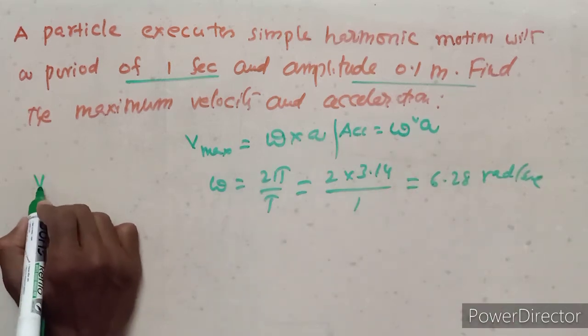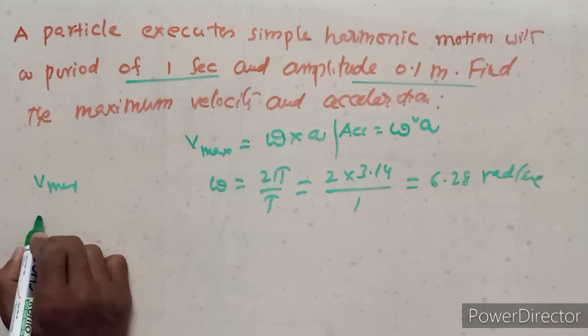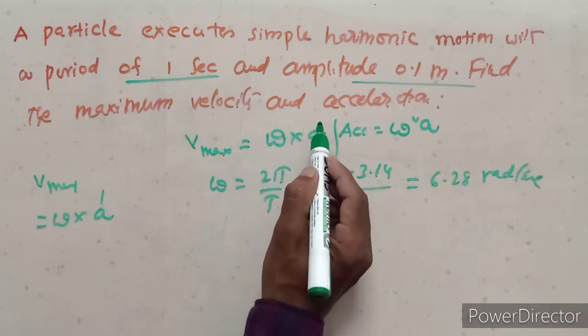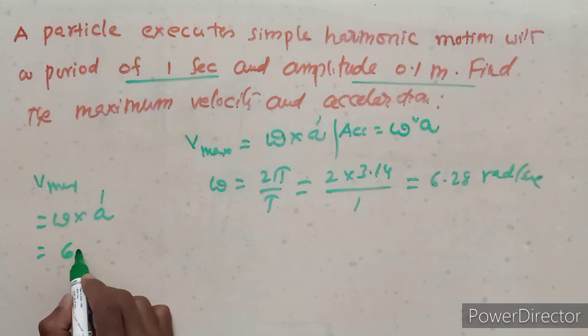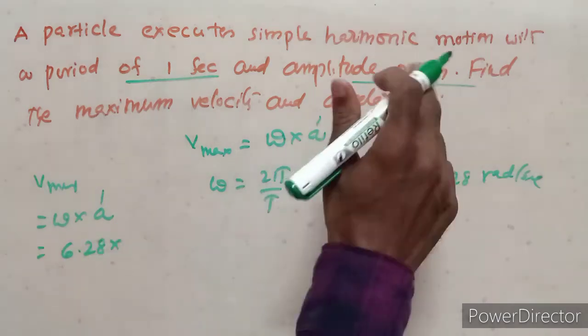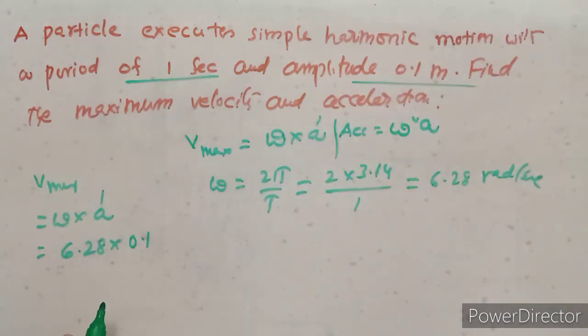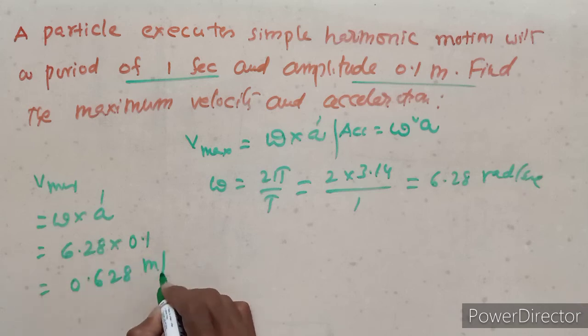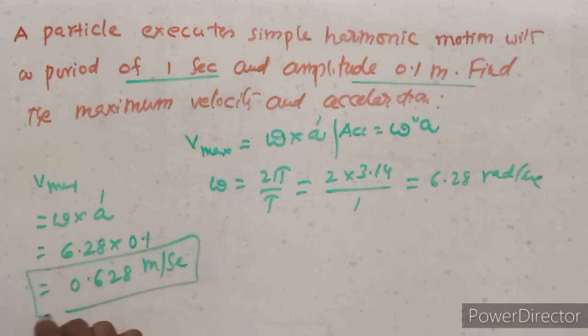So maximum velocity, V maximum equals omega into a. Here a is the amplitude. Omega equals 6.28 into amplitude 0.1. So maximum velocity is 6.28 into 0.1, which equals 0.628 meter per second. This is the maximum velocity.